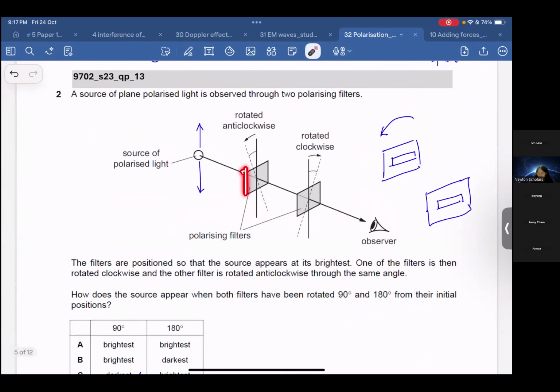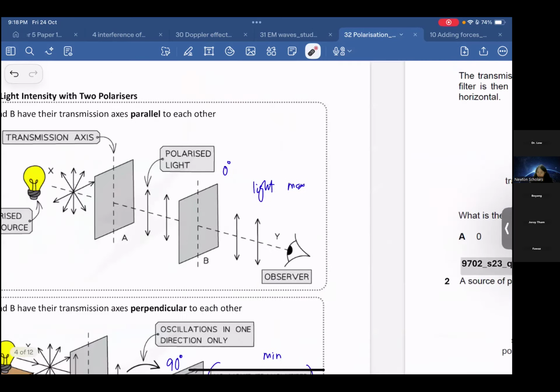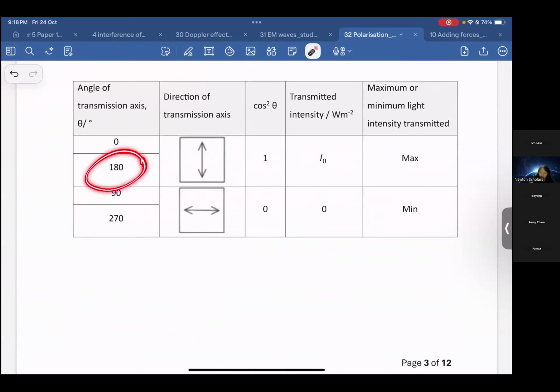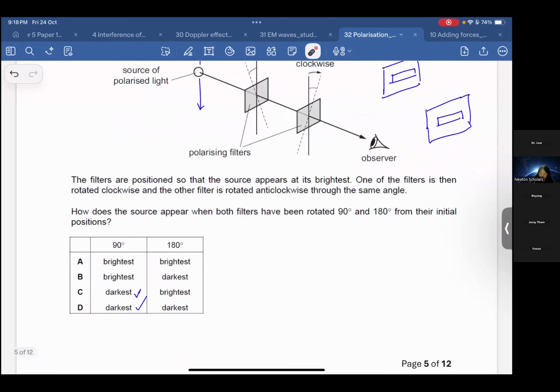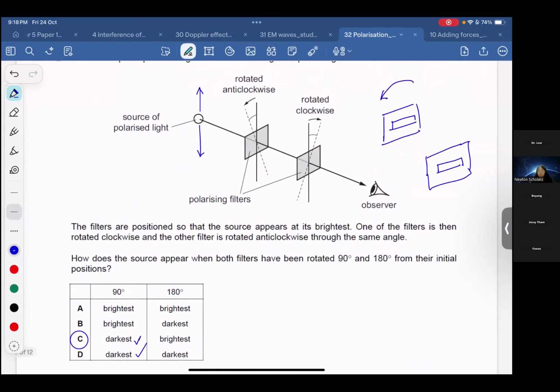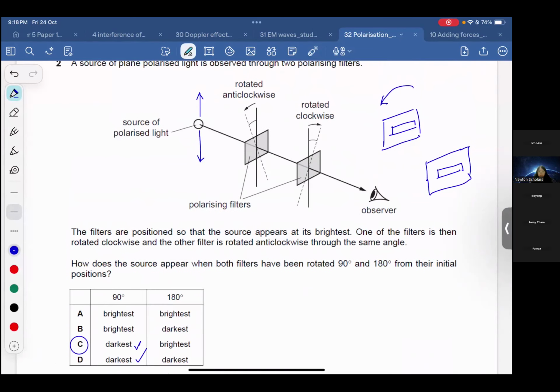So you imagine this one. If you turn 180 degrees, actually you get back to this position. Do you agree? You rotate 180 degrees, you get back to this pattern. This one you rotate clockwise 180 degrees, you will get back to this position. So with 180 degrees, we come back to here, you will get a maximum light intensity. So for this question, our answer should be C. Get it?